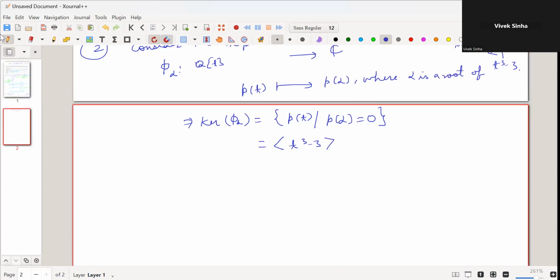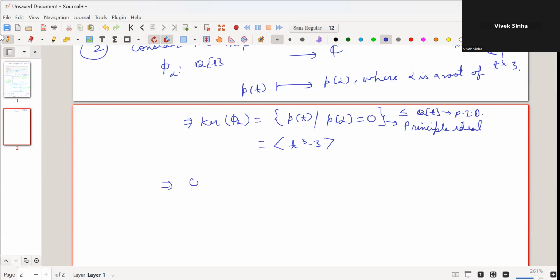So first of all, this has to be a principal ideal, since this is an ideal of Q[t], and Q[t] is a principal ideal domain. So each ideal has to be a principal ideal. Principal ideal means generated by a single element. So this has to be generated by a single element. Now t cube minus 3 is the irreducible element inside it, so it has to be generated by t cube minus 3.